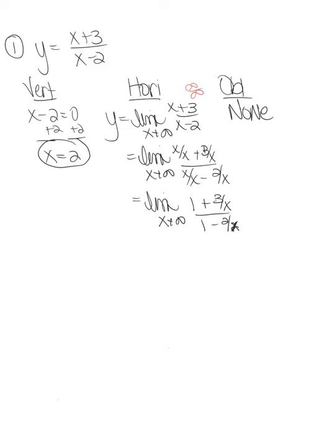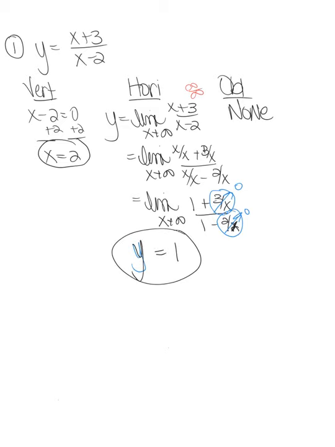Anything that's stuck with an x in the denominator, what's happening is we're taking a number and dividing it by a really big number, and it can be big negatively or big positively. It makes no difference. These quantities are going to go to 0, and the only thing we're going to be left with is the 1. So we get that y equals 1 is a horizontal asymptote.